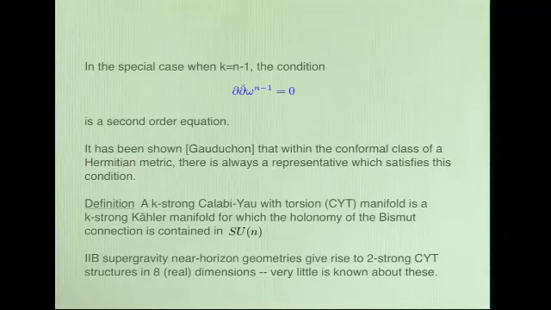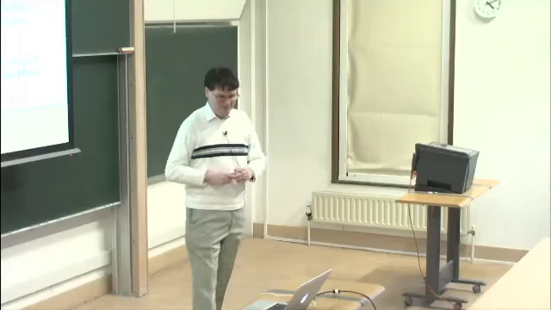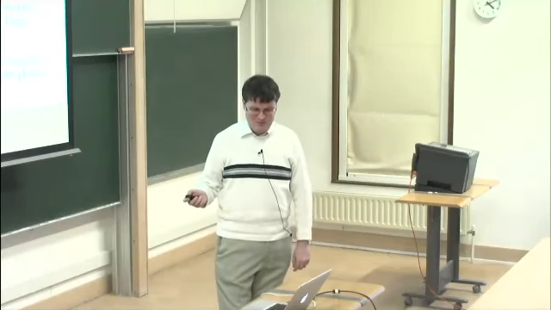But now I'm going to impose additional conditions. I'm going to define a k-strong Calabi-Yau with torsion manifold to be a k-strong Kähler manifold for which the holonomy of the Bismut connection is in SU(n). And the punchline of this whole talk is that we're going to discover this structure. So the claim is that IIB supergravity near-horizon geometries give rise to a particular type of strong Calabi-Yau with torsion structure, a 2-strong Calabi-Yau with torsion structure in 8 real dimensions. And we don't really know very much about these. So it would be interesting to understand them more.